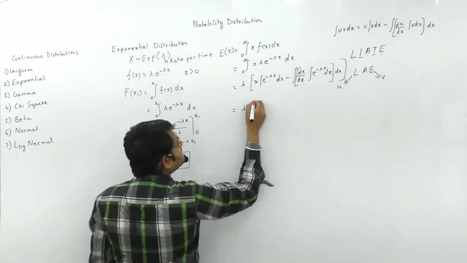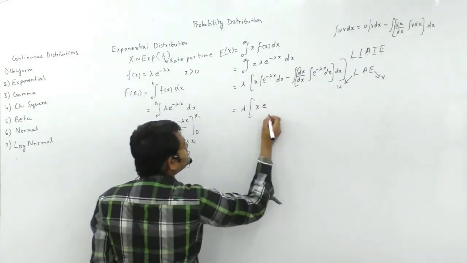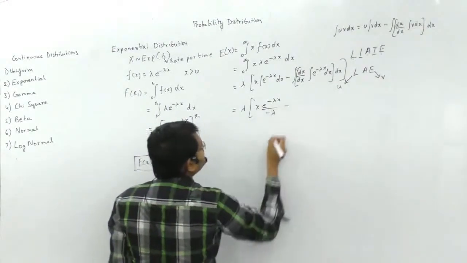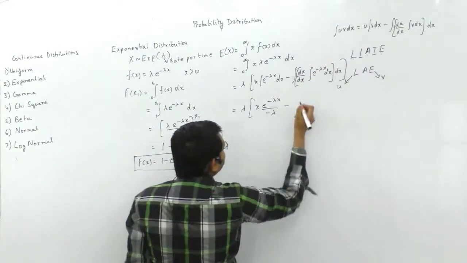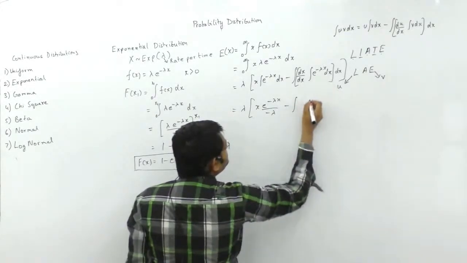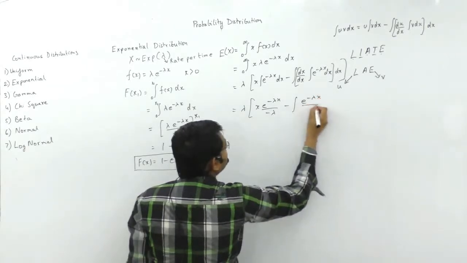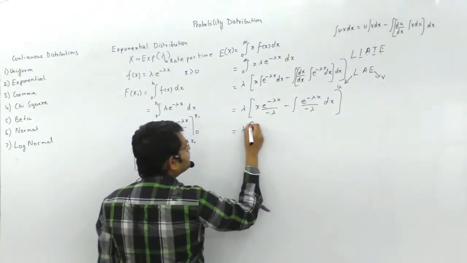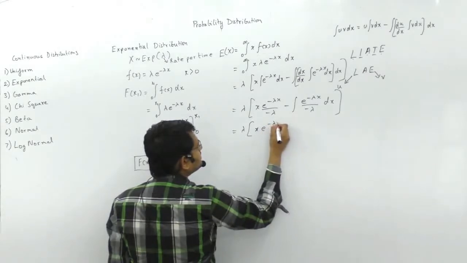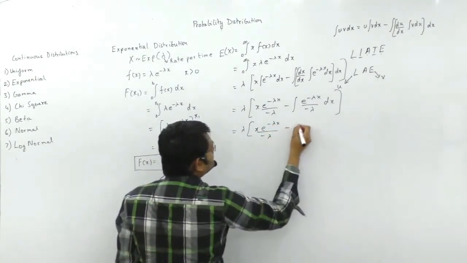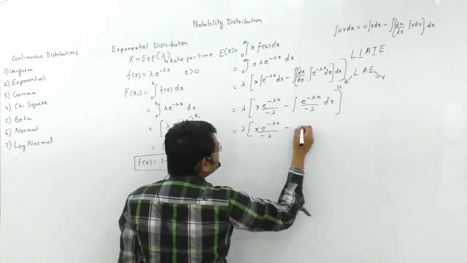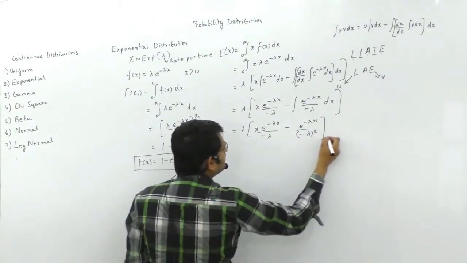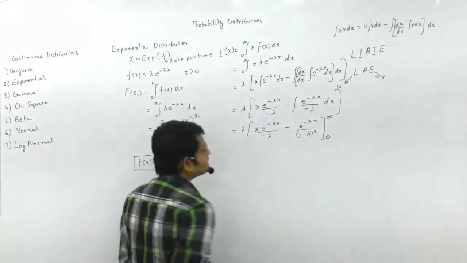So we get lambda x e raised to minus lambda x, the integration of which will be e raised to minus lambda x upon minus lambda, and we'll have minus, dx by dx will be 1. So we'll have the integration of e raised to minus lambda x upon minus lambda dx. Again we'll have to integrate this. We get lambda x e raised to minus lambda x upon minus lambda, minus, and another integration, again we'll get e raised to minus lambda x upon minus lambda, so we'll get minus lambda square. And now we'll put the limits 0 to infinity.